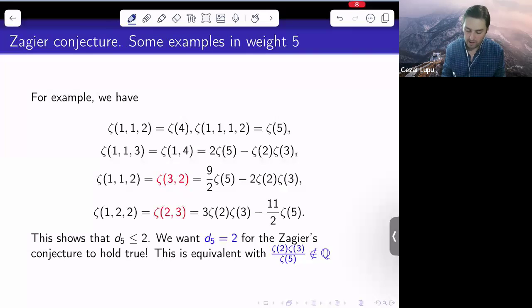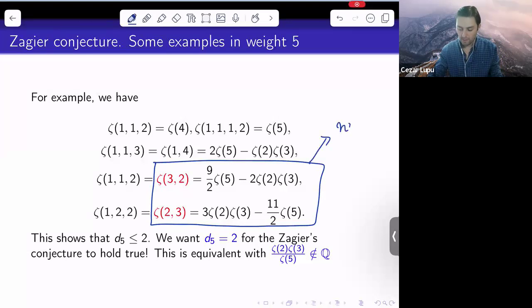But I wrote here a relation, and as you can see here, this is non-trivial. It is what we call the first example of non-trivial relations for the Hoffman elements. As you can see, zeta of 2, 3 and zeta of 3, 2 can be written as a Q-linear combination of zeta of 5, zeta of 2 and zeta of 3. So this clearly shows that in weight 5, d5 is less or equal than 2. If we want d5 to be 2, so for the Zagier conjecture to hold true, this will be equivalent to proving this.